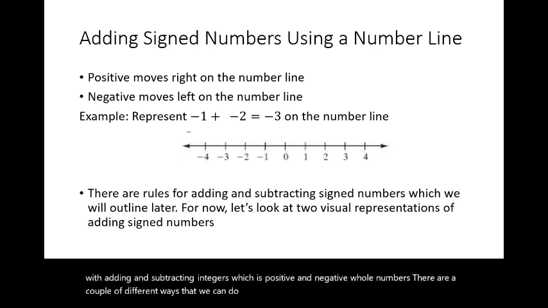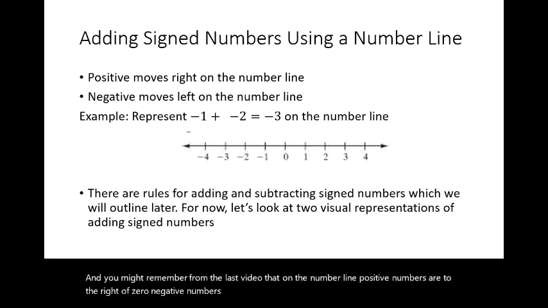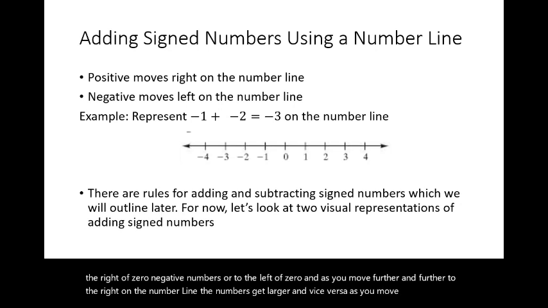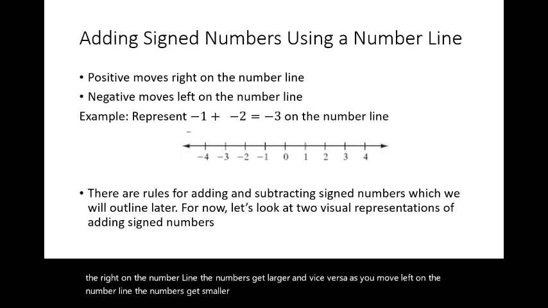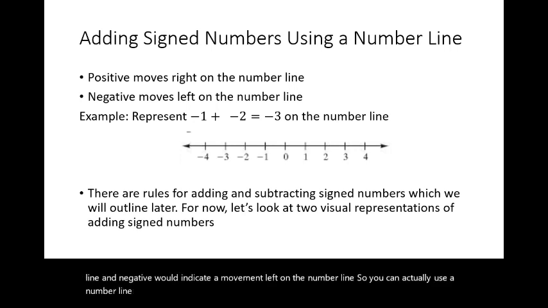One method of adding signed numbers is to use a number line. And you might remember from the last video that on the number line, positive numbers are to the right of 0, negative numbers are to the left of 0. And as you move further and further to the right on the number line, the numbers get larger, and vice versa. As you move left on the number line, the numbers get smaller. So positive would indicate a movement right on the number line, and negative would indicate a movement left on the number line. So you can actually use a number line to add and subtract whole numbers.